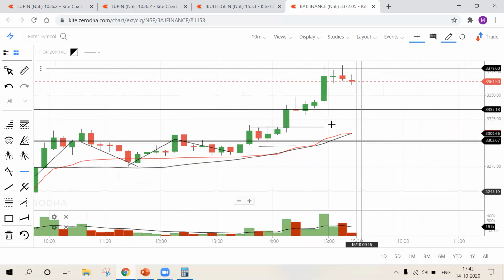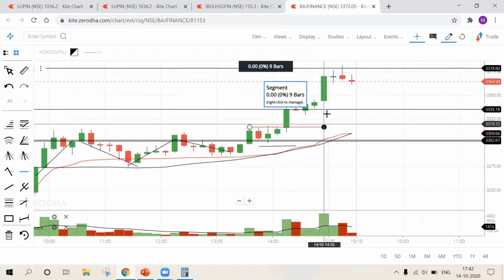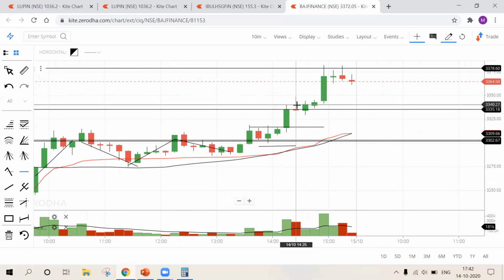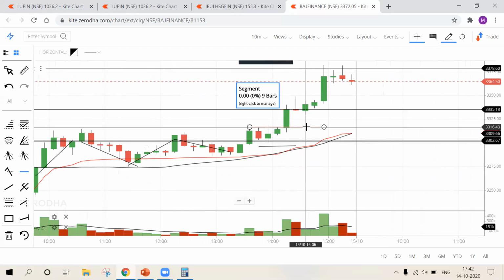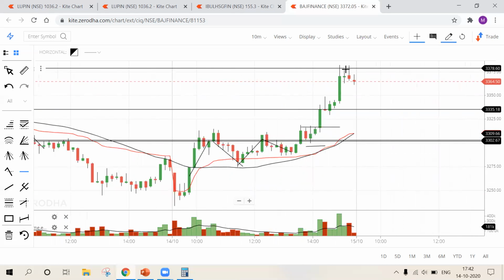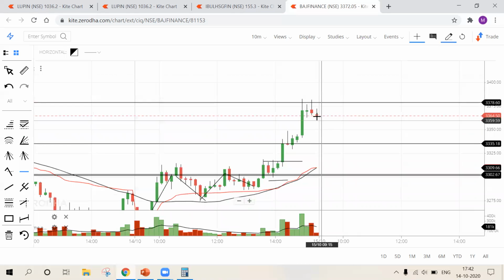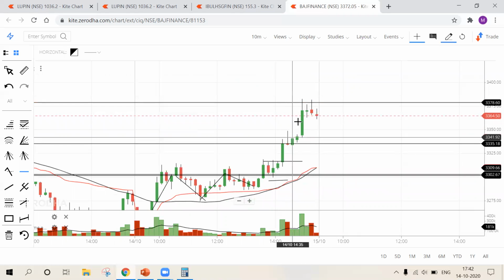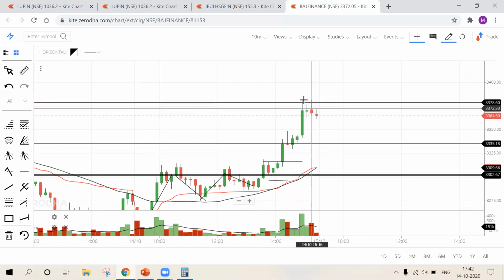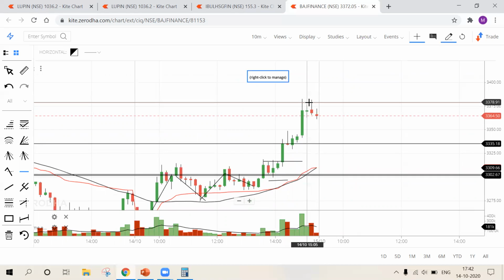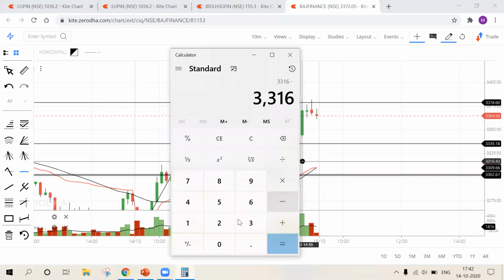See, I have entered at 3316. I have reached my first target in one candle. That's amazing. And my second target is also reached in just 4 candles. So I'll be immediately exiting at this point, which is 3378. 3378 minus 3316, 62 points profit.